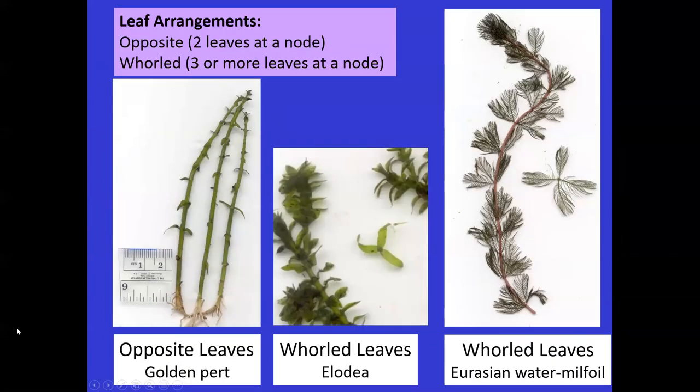And the leaf arrangement is also diagnostic for these different plants. Some of them have opposite leaves, like this little gradiola or dwarf water milfoil and golden pert, and some of them have whorled leaves. Whorled means that there's more than two at a node, so that includes elodea here, which have these little propeller-like leaves, and then of course it also includes the water milfoils that have four leaves at a node. Next.